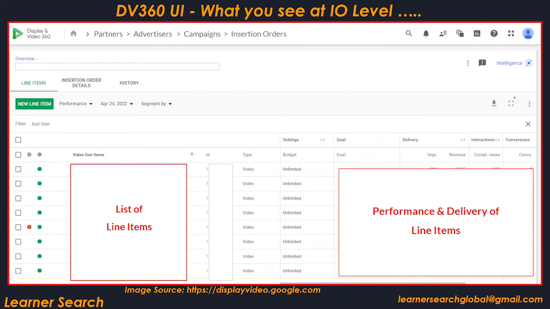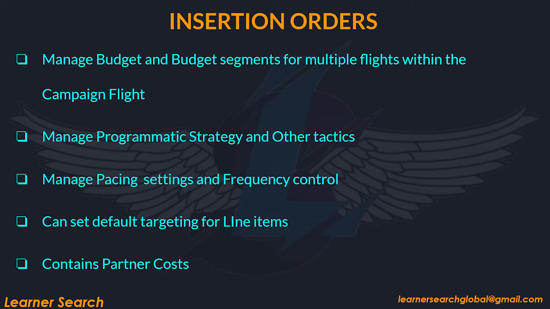This slide shows what you see at the IO level in the DV360 UI. You can see the list of line items that are created, and also the performance and delivery numbers of those line items can be shown here. More about insertion orders.